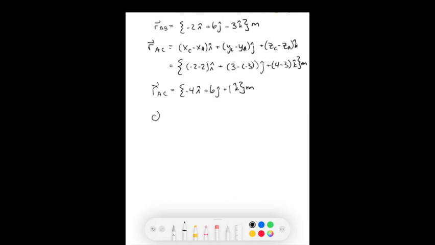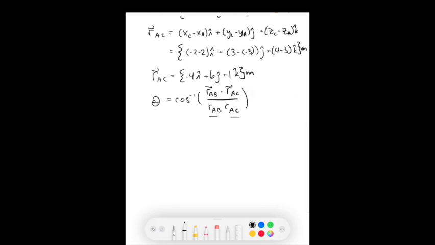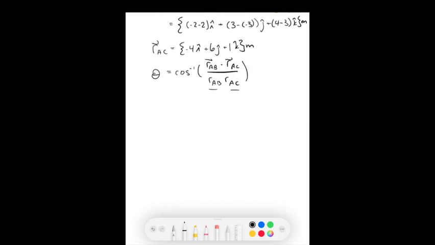Okay, now what we know is that theta is equal to the inverse cosine of RAB dot RAC. So the dot product of those two vectors divided by the product of their magnitudes. Well, we need these values, and we need to compute the dot product as well. So the first thing we'll do is we'll compute the dot product.